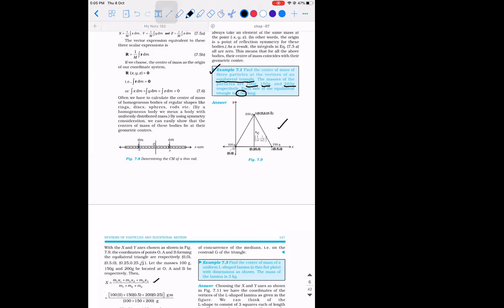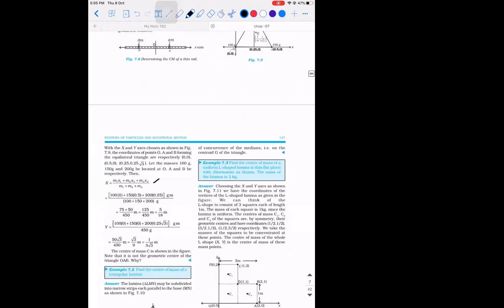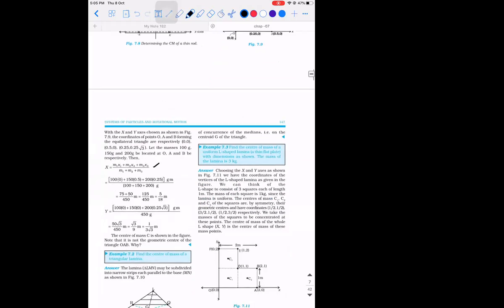So what was the formula? X coordinate of the center of mass is m1 x1 plus m2 x2 plus m3 x3 divided by m1 plus m2 plus m3. Similarly, for the y direction, it is m1 y1 plus m2 y2 plus m3 y3 divided by m1 plus m2 plus m3. Similarly, we will slightly extend this concept.